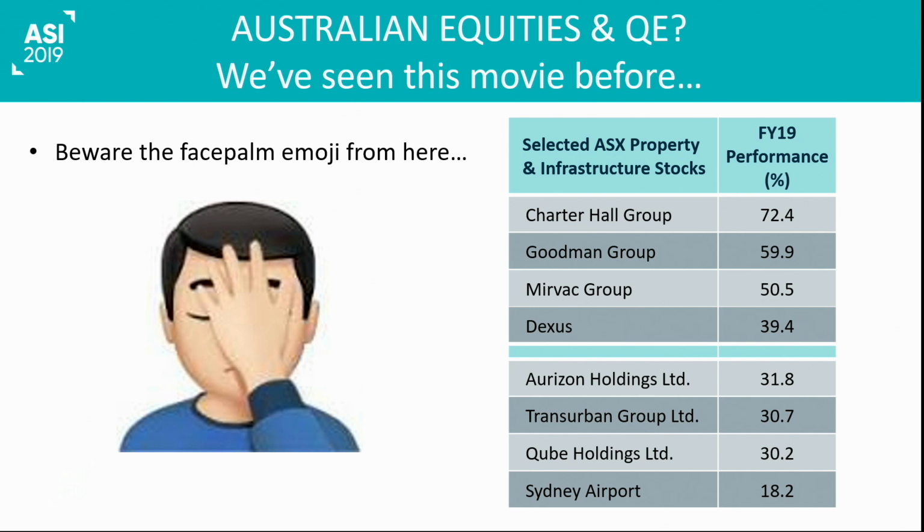Transurban trades on a PE ratio of about 27 times. But at some point those stocks were cheap, and at some point those stocks will be cheap again.